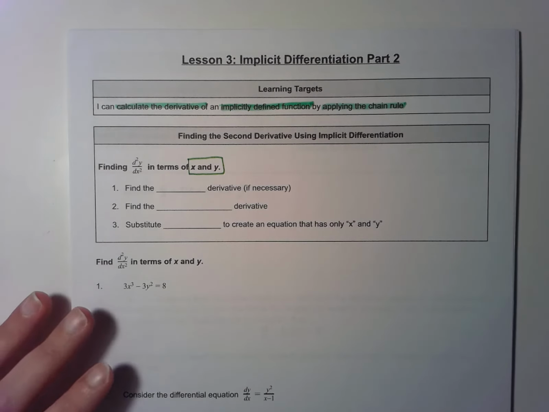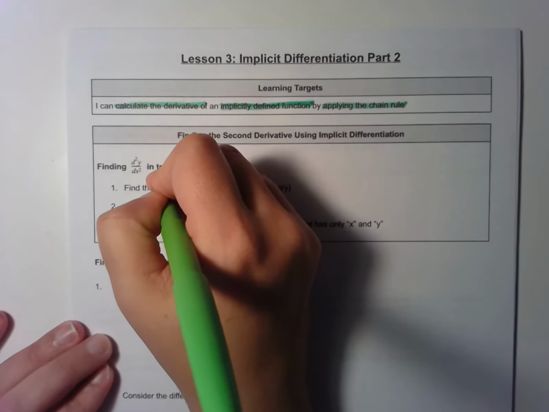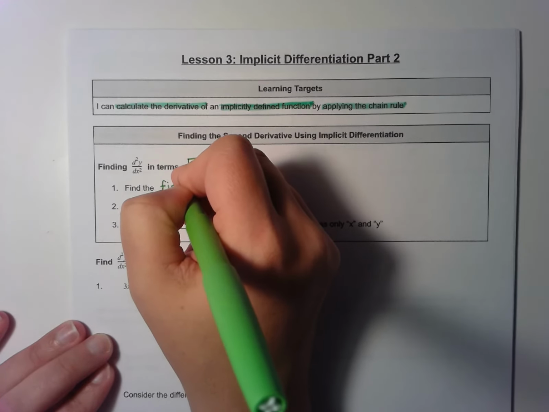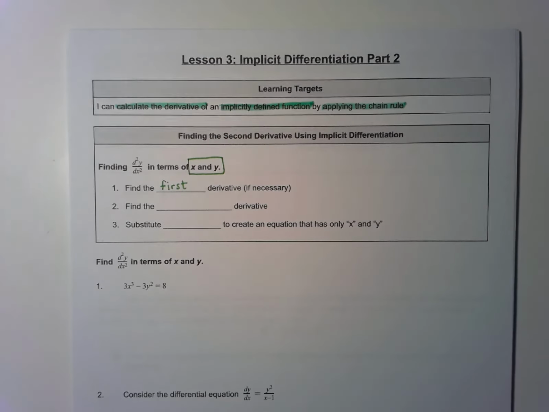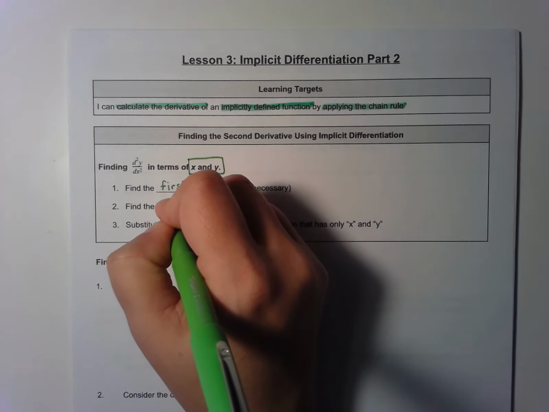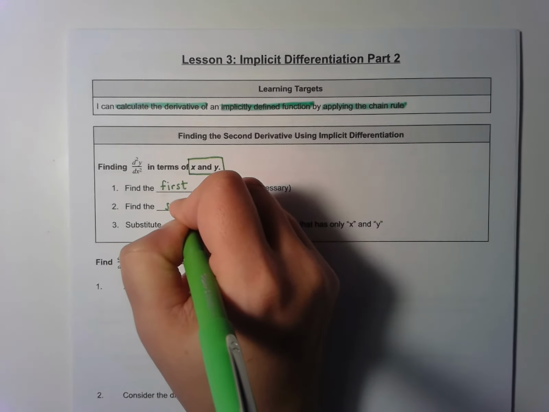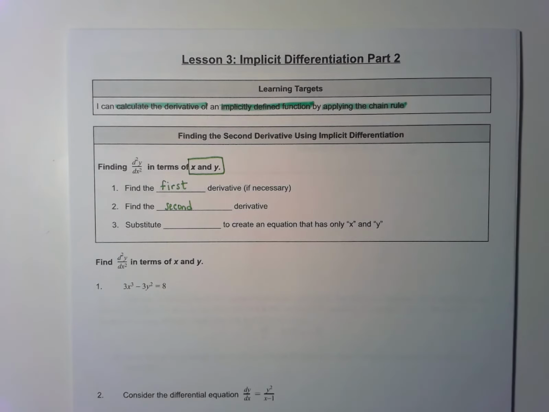The first step is to find the first derivative, if necessary. So sometimes the first derivative is already provided. We've seen examples like that before, and we can see another example like that here at the bottom. Problem number 2, we're already given the first derivative. But if we don't have the first derivative, then step 1 is to find the first derivative. The second step is going to be to find the second derivative by differentiating again.